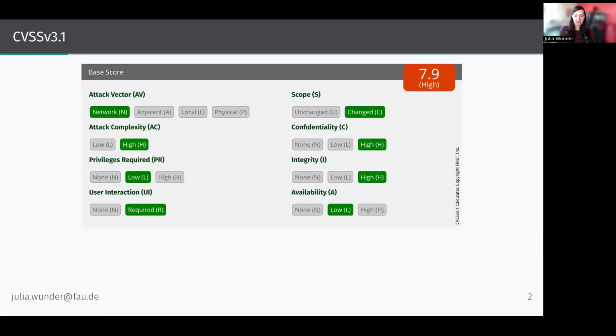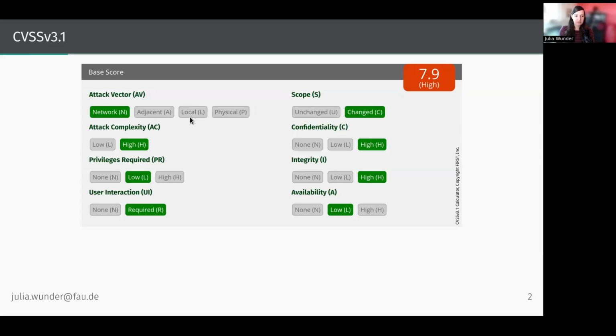So some more facts about CVSS. CVSS consists of a base score, and the base score consists of 8 metrics. Each of the metrics reflects another aspect of a vulnerability. So, for example, you have the metric attack vector. This metric indicates the location of the attacker. If it's a remote attacker, you would evaluate this with network. If it's a local attacker, then the attacker has to be locally on a PC or something like that.